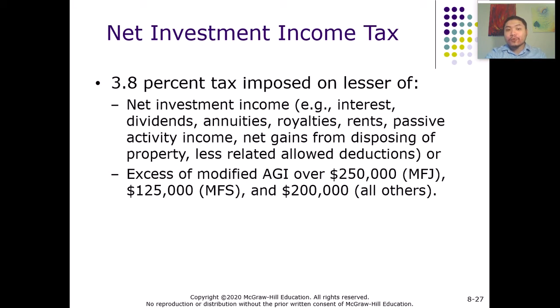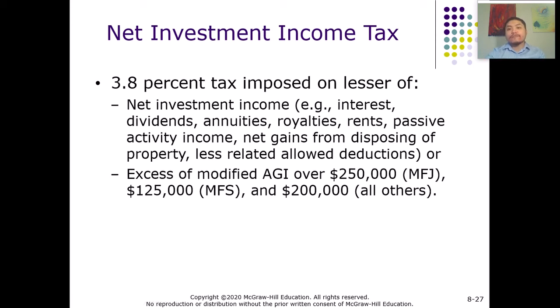For people whose modified AGI passes the threshold, they may have to pay the additional net investment income tax. The net investment income tax is a flat rate. It's a flat tax at 3.8%. And the tax is imposed on whichever is lesser of the net investment income, or the amount that goes above the modified AGI threshold.